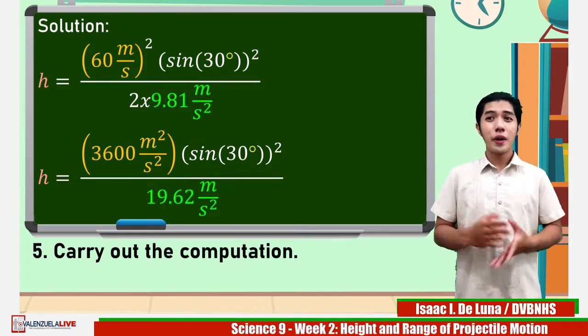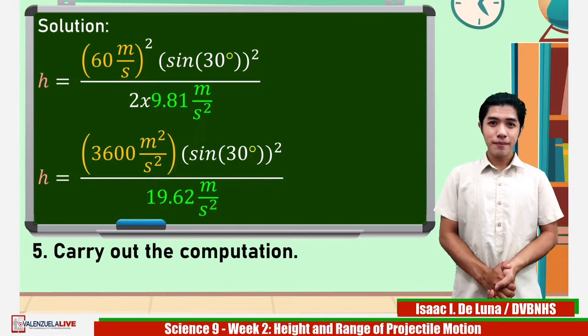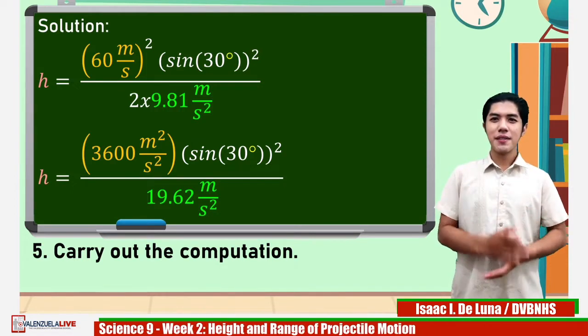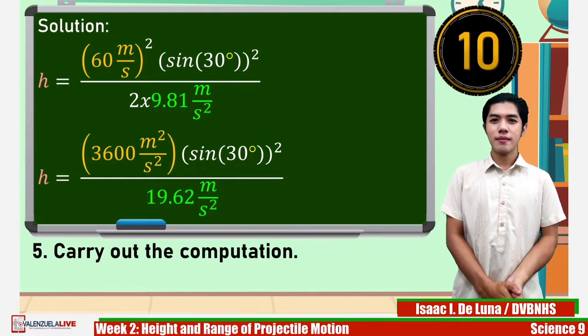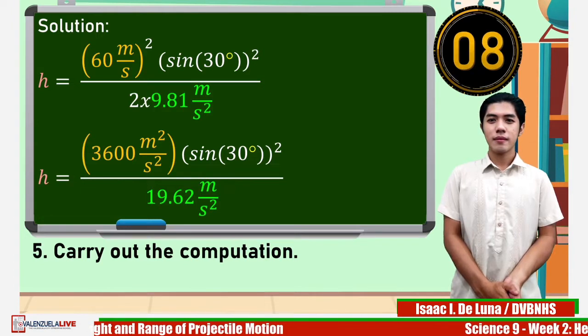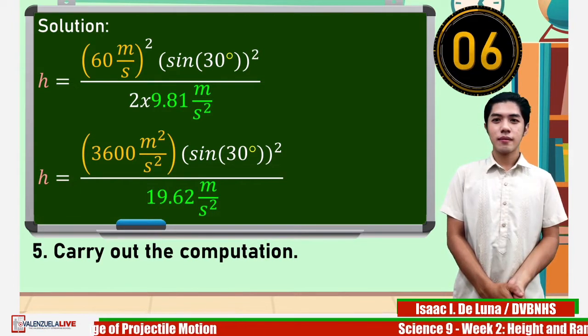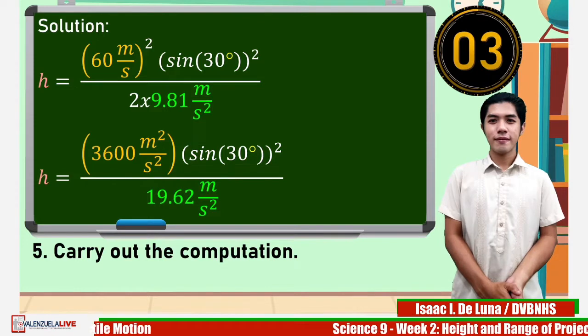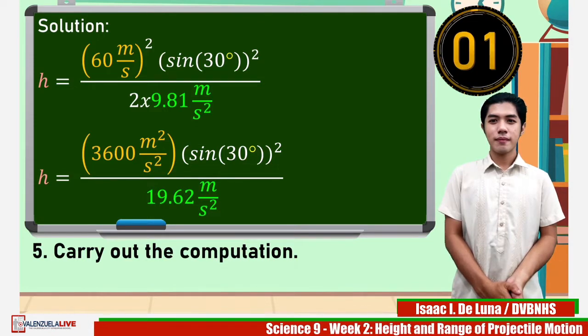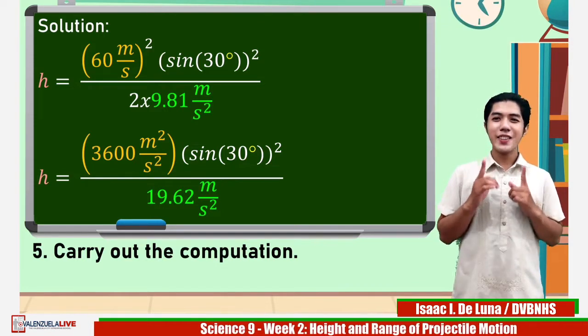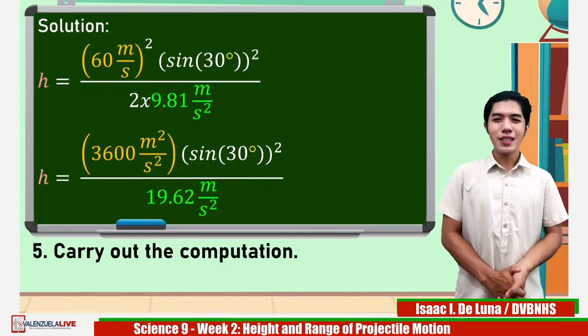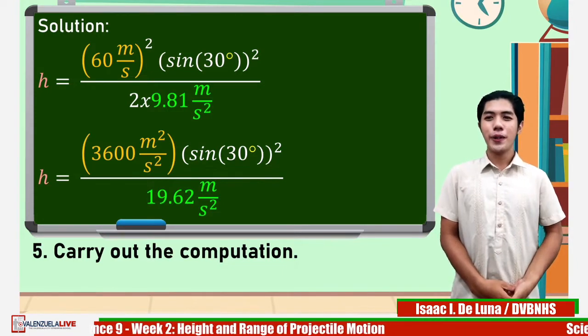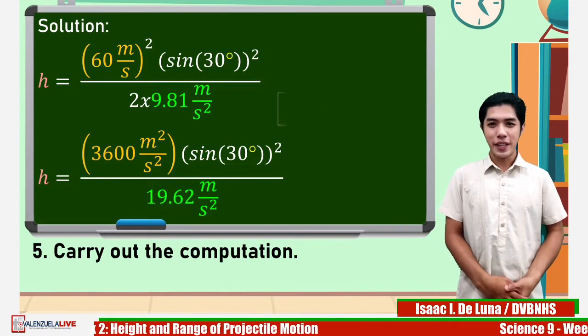So, how high will the ball reach up in the air? Type now your answers. Thumbs up. That is correct. The ball will reach approximately 45.87 meters up in the air.